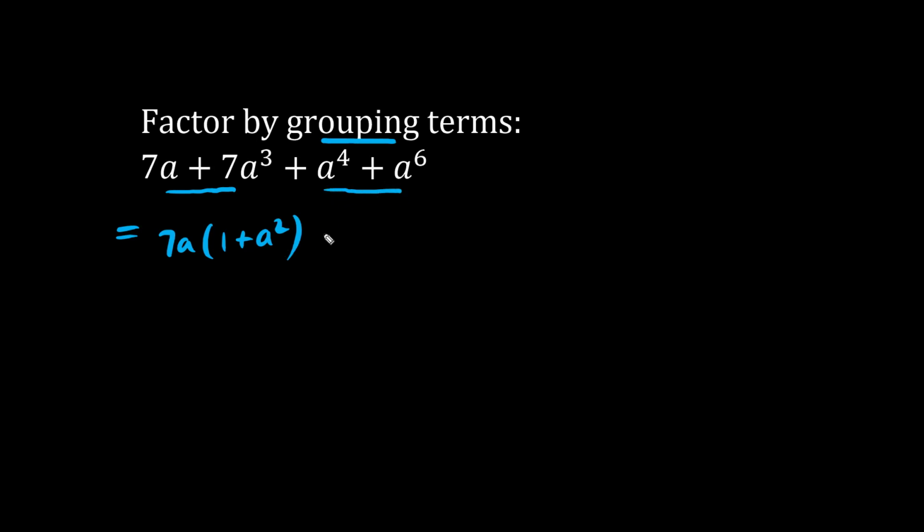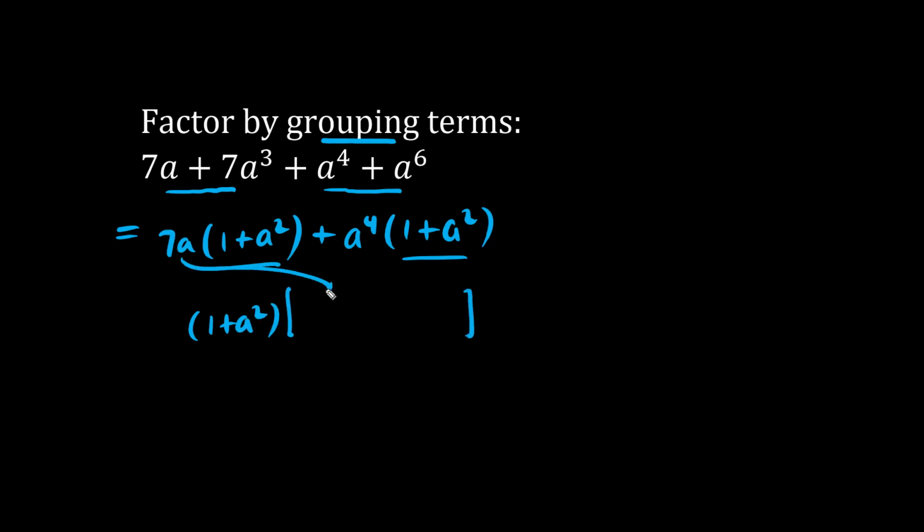As for these two terms, we're going to group these two terms. We're going to pull out the GCF a to the 4. So we get 1 plus a squared. Notice how we have twins. We'll pull out the GCF 1 plus a squared now. 1 plus a squared. Set up some brackets, and we'll throw these terms in here. So we have 7a plus a to the 4.